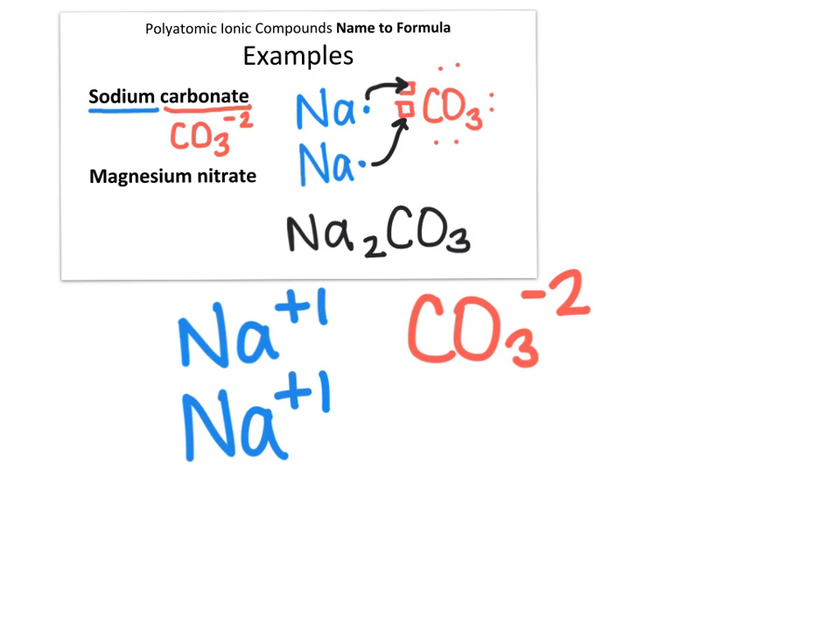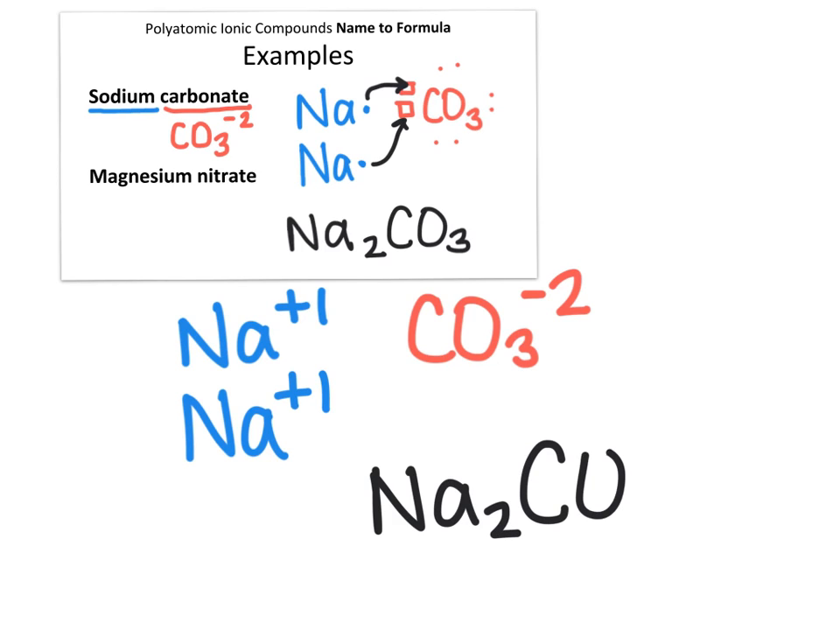So I'm done. I can now write my formula, counting each of my ions. So I have 2 Nas and 1 CO3. As you can see, I get the exact same answer that I had before when I used the valence electrons. Again, use whatever method makes the most sense to you, and that could change depending on the problem.